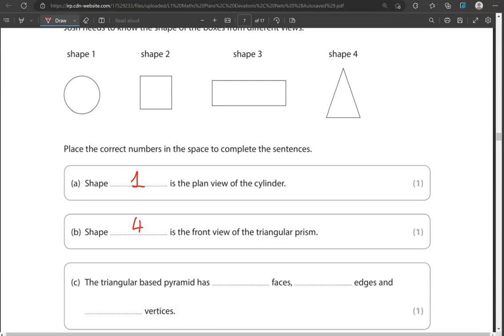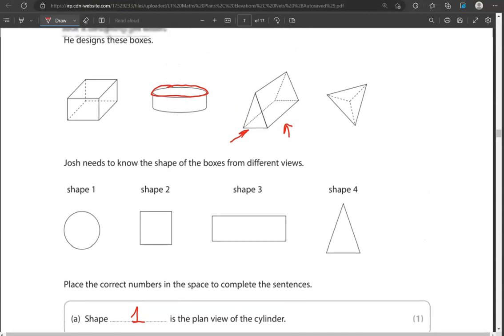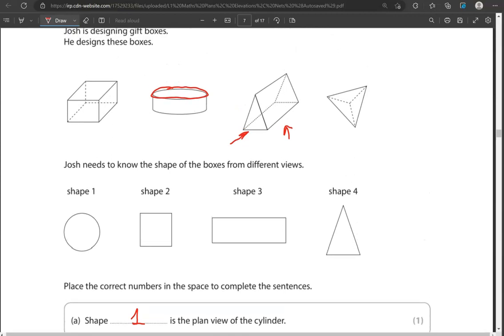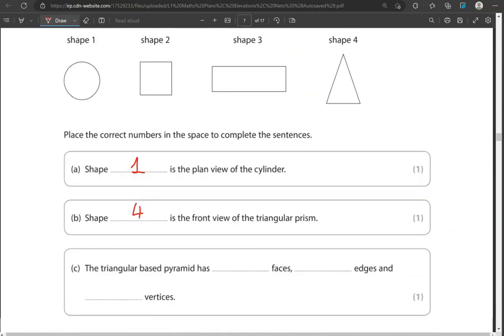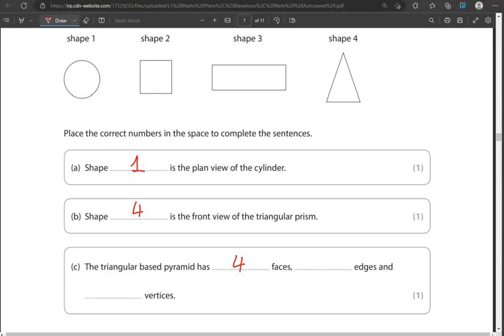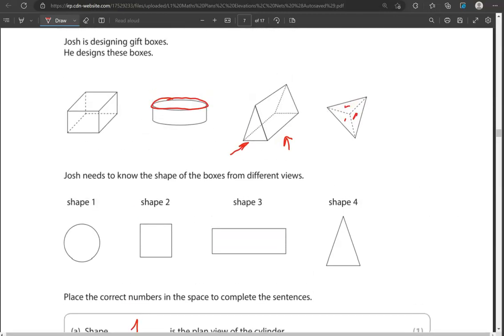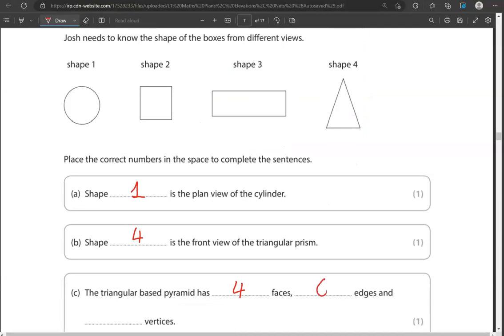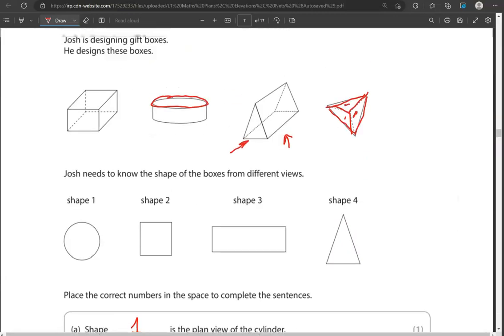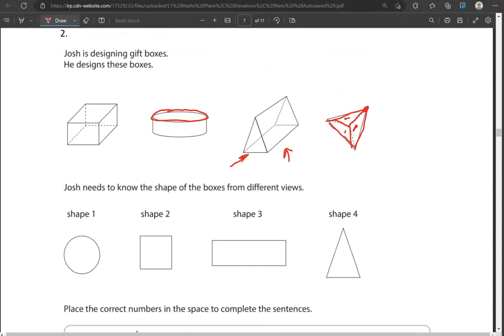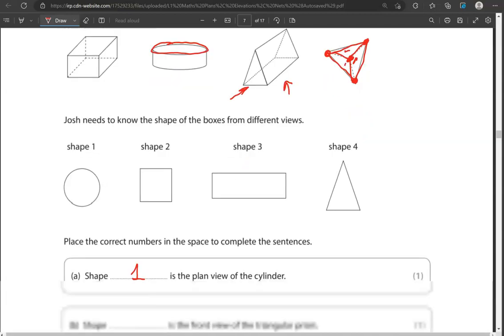The triangular based pyramid has how many faces, edges and vertices? So it has 1, 2, 3, 4 faces. Edges, how many edges does it have? Got 1 here, 2, 3, 4, 5, 6. And vertices, that's the corners, so it has 1 here, another 1 here, so 2, 3, 4.